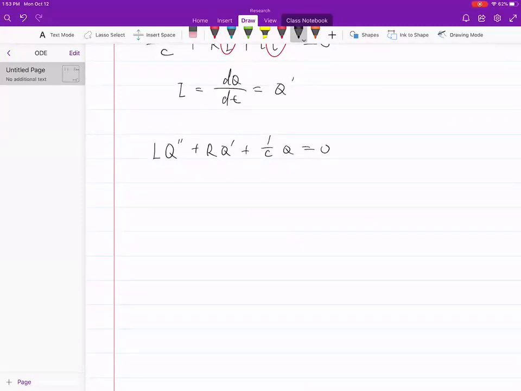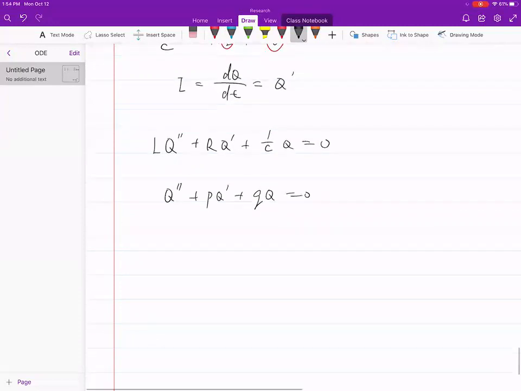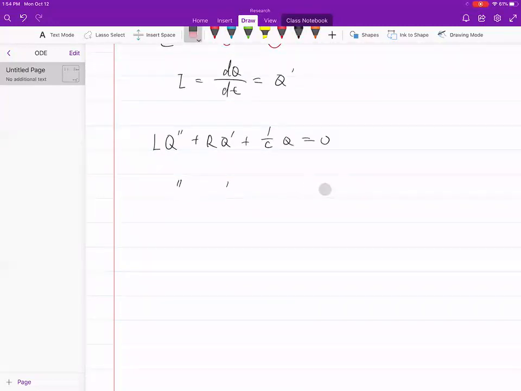Now, if you divide by L on both sides, it's not hard. You basically have Q prime prime plus a P times Q prime plus a Q times Q. That's a bad name. Let's change Q to be Y. Okay, don't use Q anymore. So basically divide by L, and change your Q to Y. You end up with Y prime prime plus some constant times Y prime plus a constant times Y. You can figure out what the constant means by yourself.